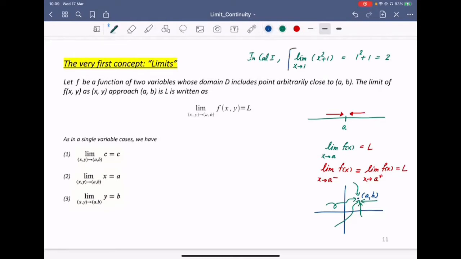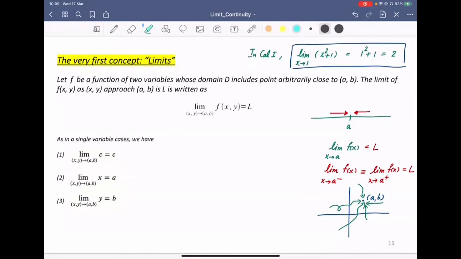This is a simple one that we're trying to copy to two dimensions. So can we do that? The answer is yes. You can look at the one that I am going to highlight in light blue now. As in the single variable case, if you have the limit of a constant, it's still that constant.